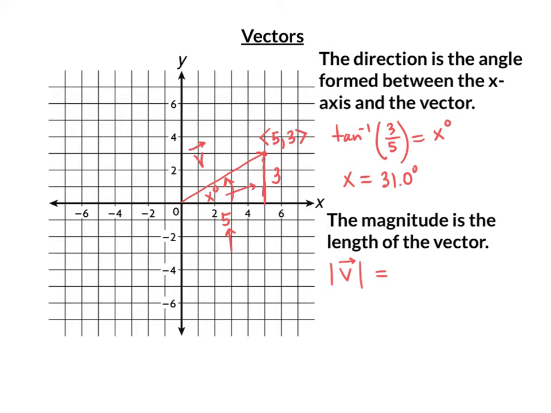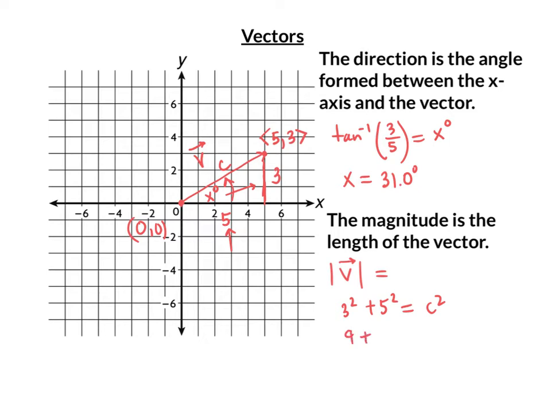The magnitude of the vector is the length of the vector. You can just look at the picture and use Pythagorean theorem, or you could use distance formula, remembering that the origin is the point (0, 0). Your choice. But I would probably just look at this and say that, we'll call this C, that 3 squared plus 5 squared equals c squared.